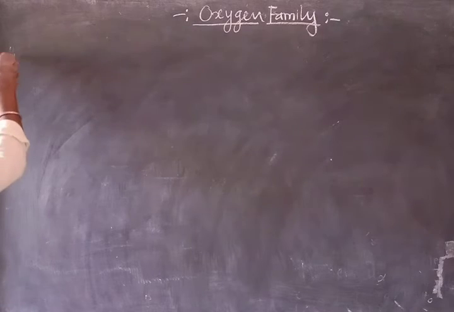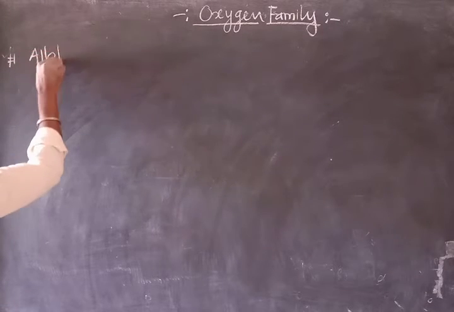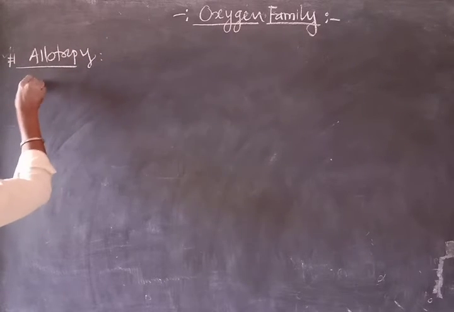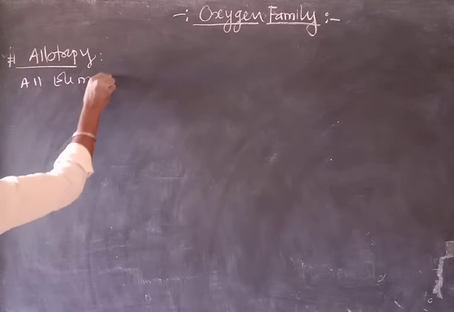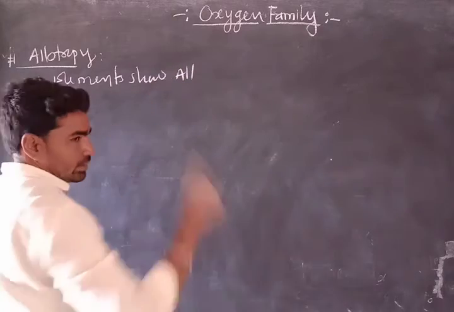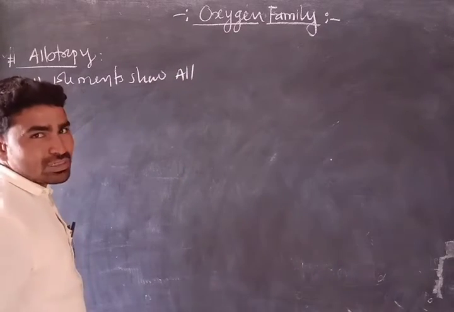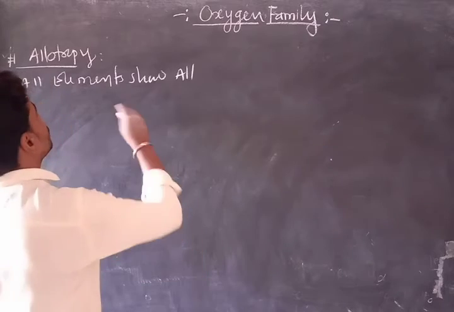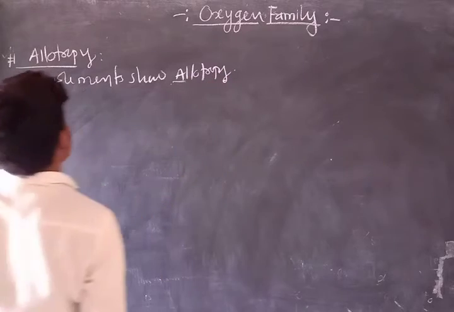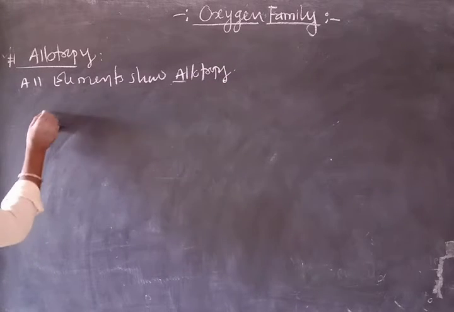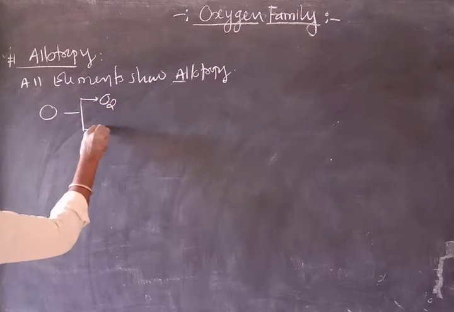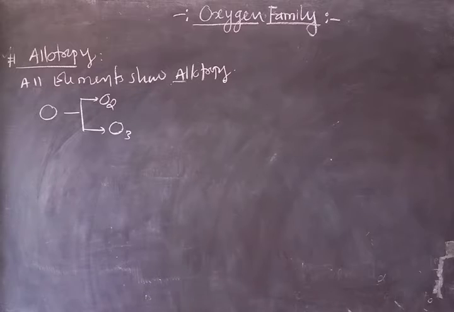And the last property is allotropy. Here all elements show allotropy. As we studied in the nitrogen family, only nitrogen does not show allotropy; the remaining elements show allotropy. So here we'll see one by one. Here is oxygen. Oxygen has two allotropes: one is dioxygen, and the second is ozone, that is trioxygen.